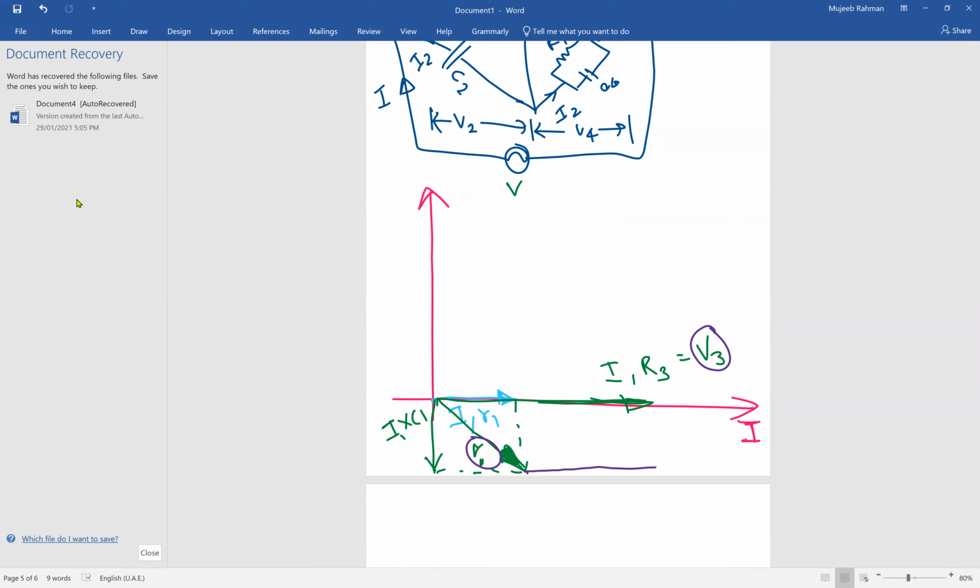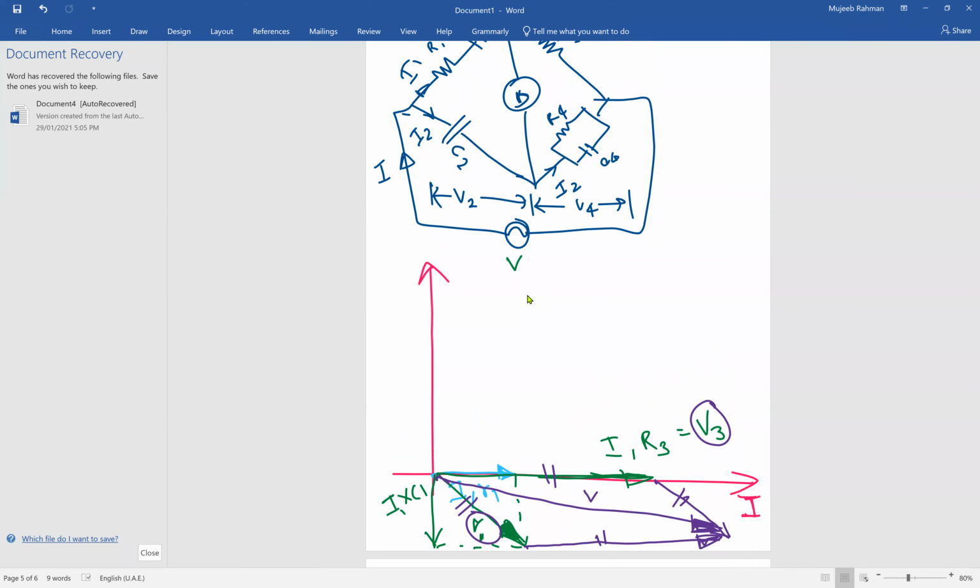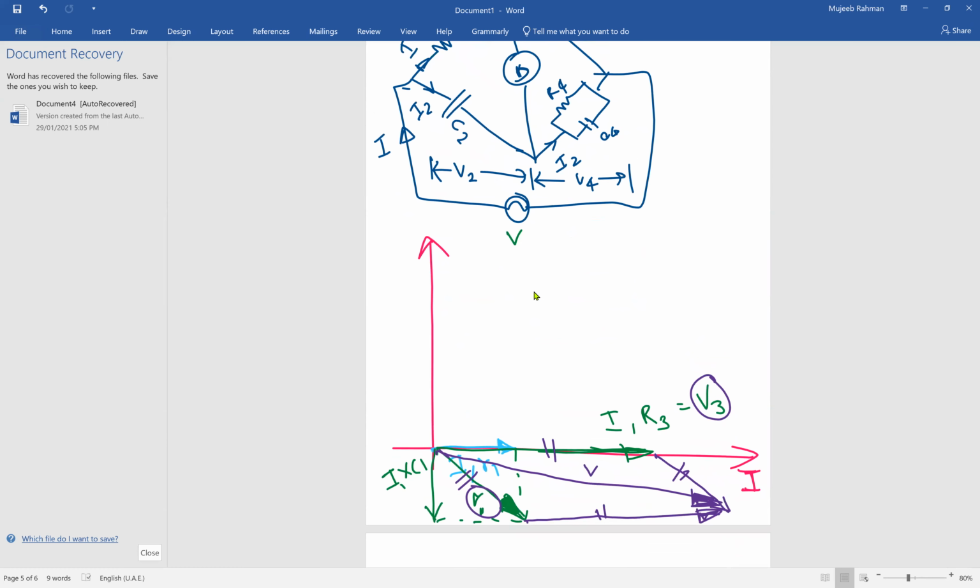So I'm trying to draw a line which is parallel to this, and draw a line which is also parallel to this. Then we make a diagonal here, and this resultant indicates the applied voltage, which is V. So we have already explained how to get the phasor diagram for the Schering bridge.